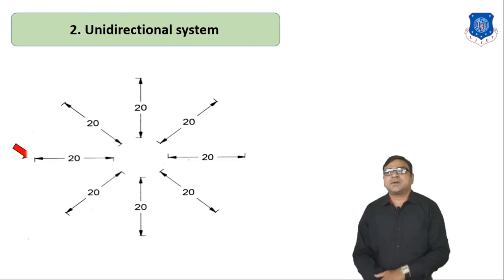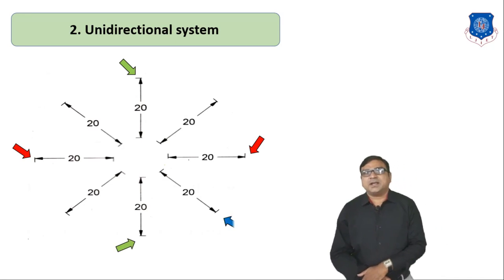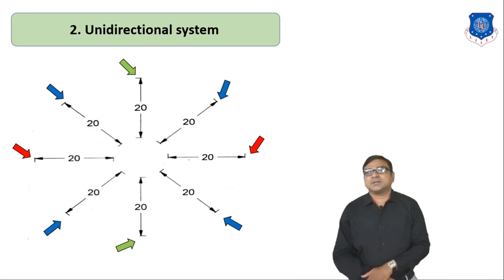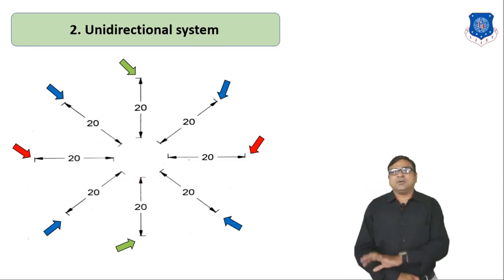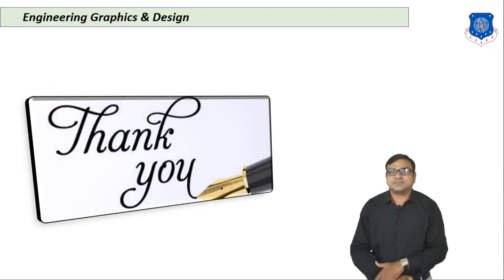So these are the different orientations of the dimensions for horizontal, for vertical, and different locations of the dimension lines. In all cases, our numerical value is always vertical in any case.